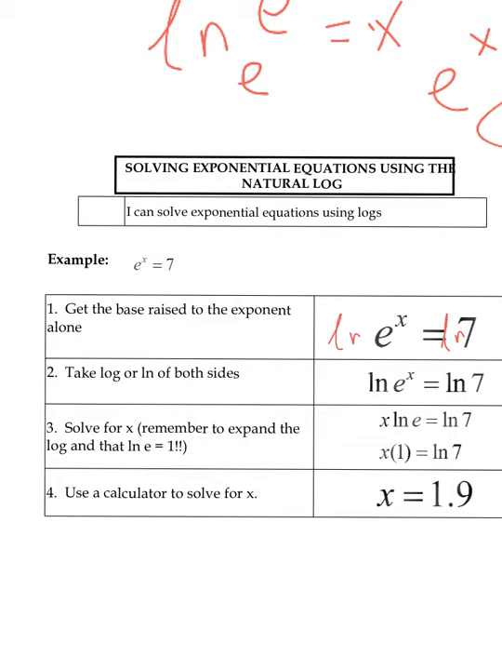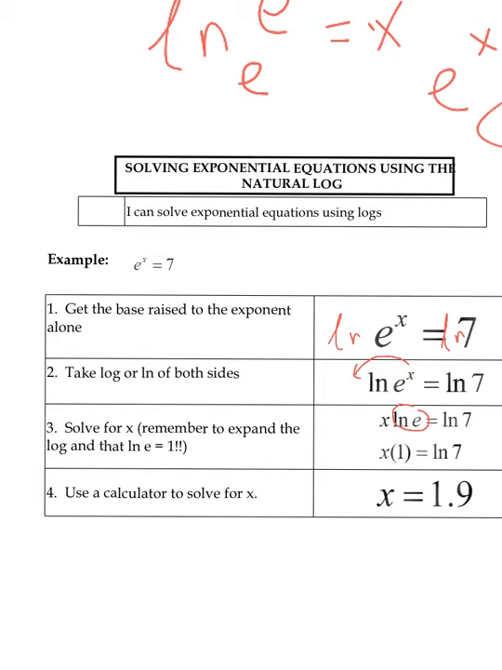And then we know that the power rule says that x goes in the front, just like with logs. Okay, so now I get x times ln e equals ln 7. Now this from definition we know is equal to 1. Okay, so now I get x times 1 equals ln 7. Now in your calculator you have to type ln 7. Okay, and your calculator gives you 1.946. I rounded to 1 decimal place, so the answer is 1.9.